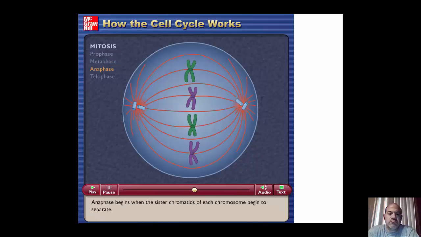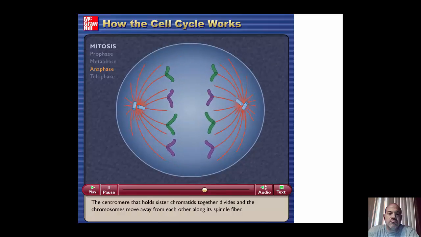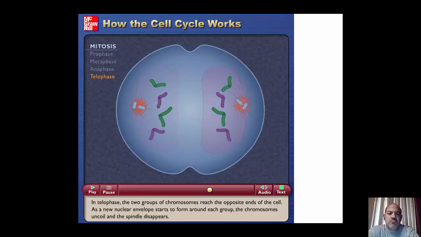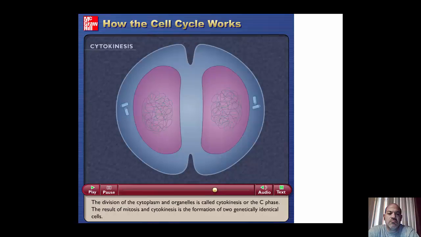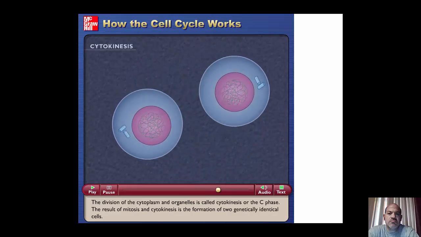Anaphase begins when the sister chromatids of each chromosome begin to separate. The centromere that holds sister chromatids together divides, and the chromosomes move away from each other along the spindle fiber. In telophase, the 2 groups of chromosomes reach the opposite ends of the cell. As a new nuclear envelope starts to form around each group, the chromosomes uncoil and the spindle disappears. The division of the cytoplasm and organelles is called cytokinesis, or the C phase.